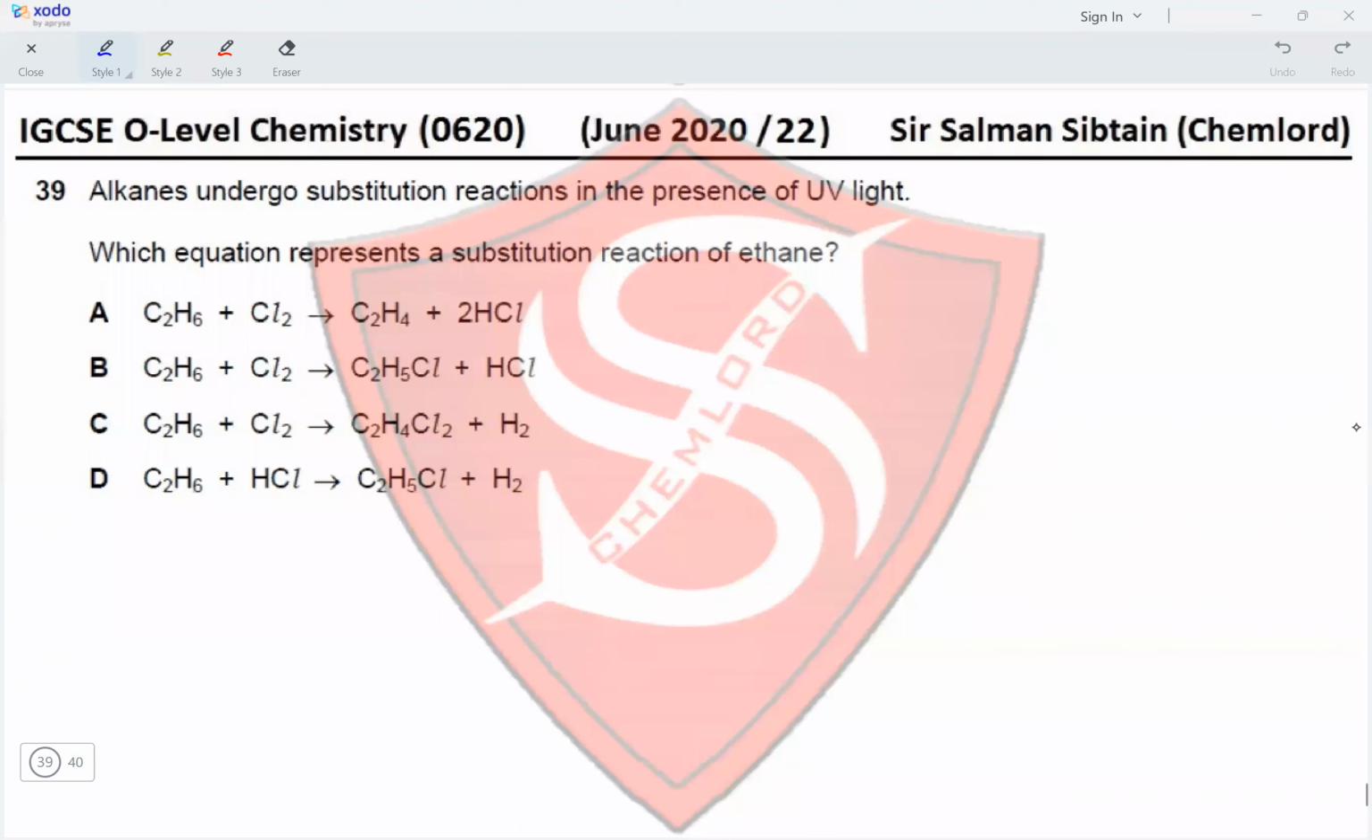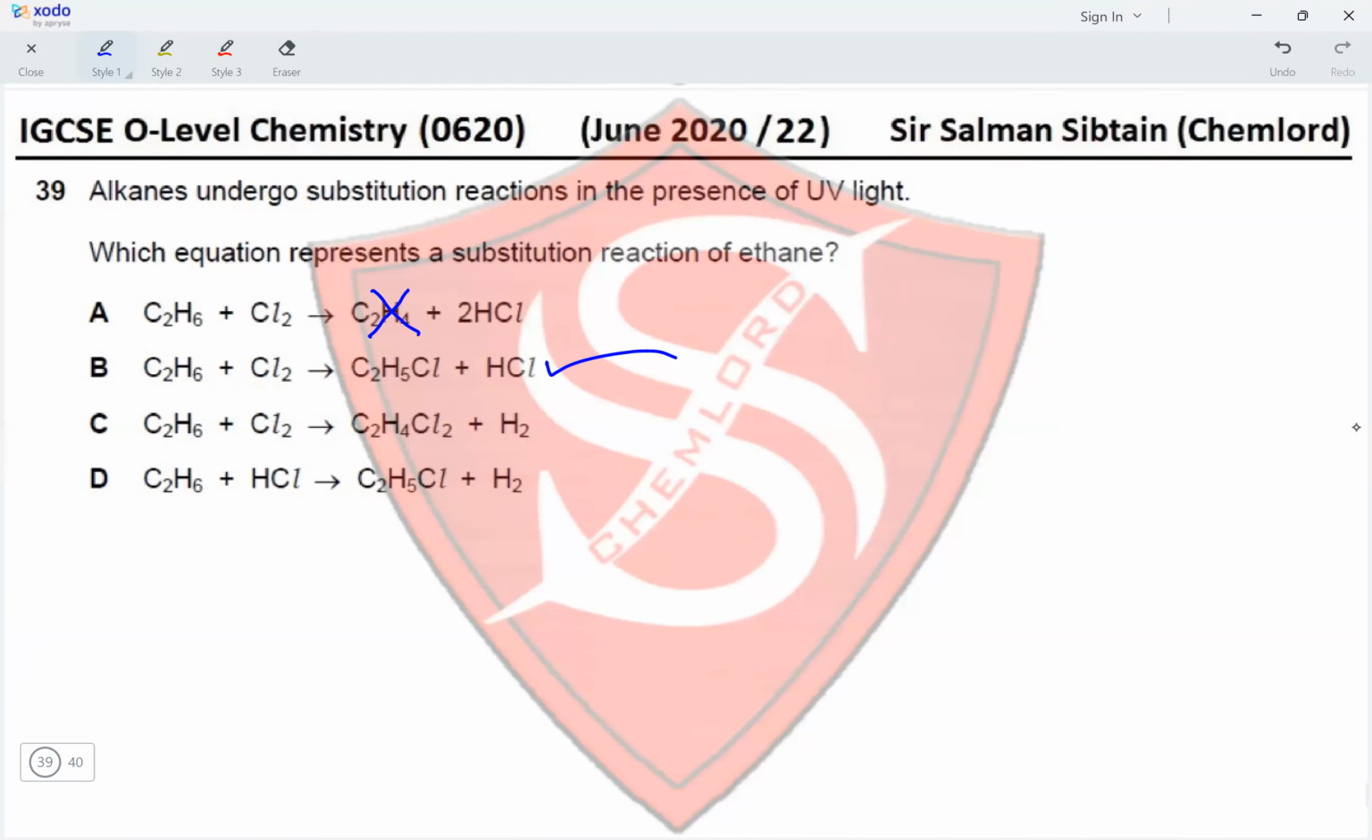Question 39. Alkanes undergo substitution reaction in the presence of UV light. Which equation represents the substitution reaction of ethane? So A has C2H6 plus Cl2 forming C2H4. This is elimination. This is not substitution. So this is incorrect. Next, C2H6 plus Cl2 gives C2H5Cl. Yes, one hydrogen has been substituted by a chlorine atom, and the remaining chlorine binds to the hydrogen given off to form HCl. So this is correct.